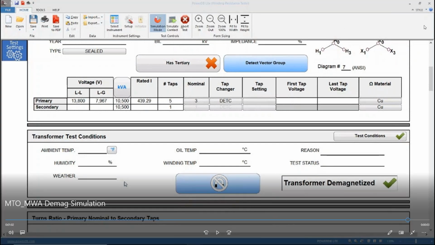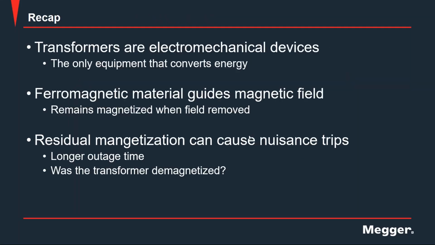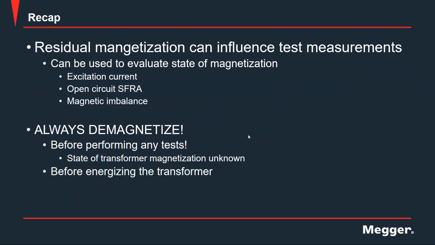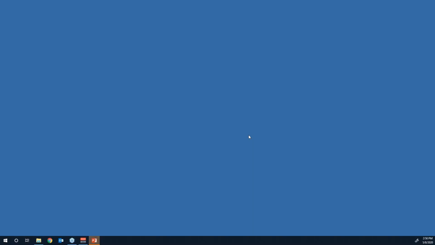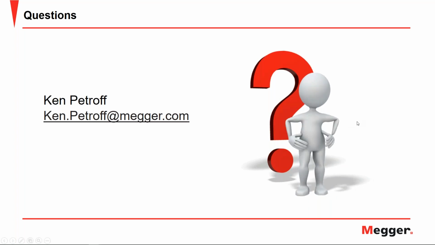All right, thanks. Vince, the next question is over to you. During winding resistance measurement tests on different taps, do we have to perform the demag on every tap, or just at the end of all the tests? Do we have to perform that demagnetization?